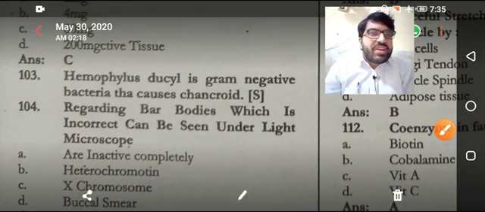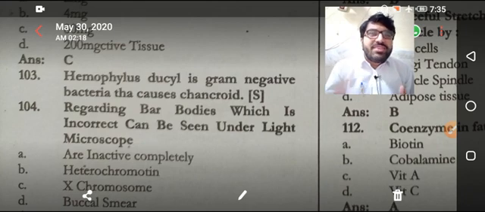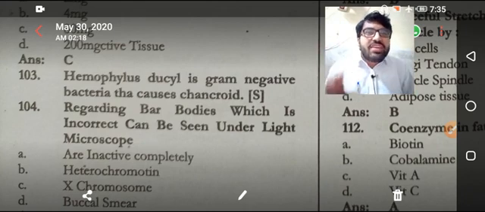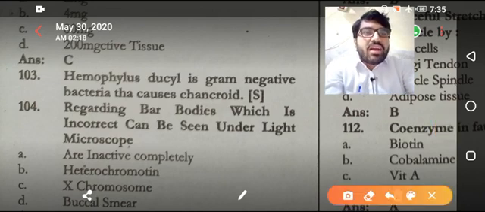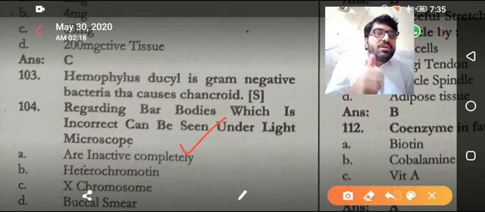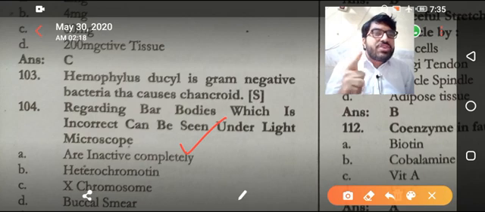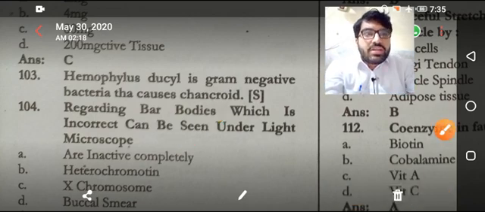So 103 is a statement. Haemophilus ducreyi is a gram negative bacteria that causes chancroid. So 104 is an MCQ regarding Barr bodies, which is incorrect. I already discussed and made a video on that. Which is incorrect, that they are completely inactive, because it is not completely inactive, and I have given a reference from the MRCOG part 1 MCQs, and there they have mentioned that a portion of this chromosome is active, so option A is the right answer over here.